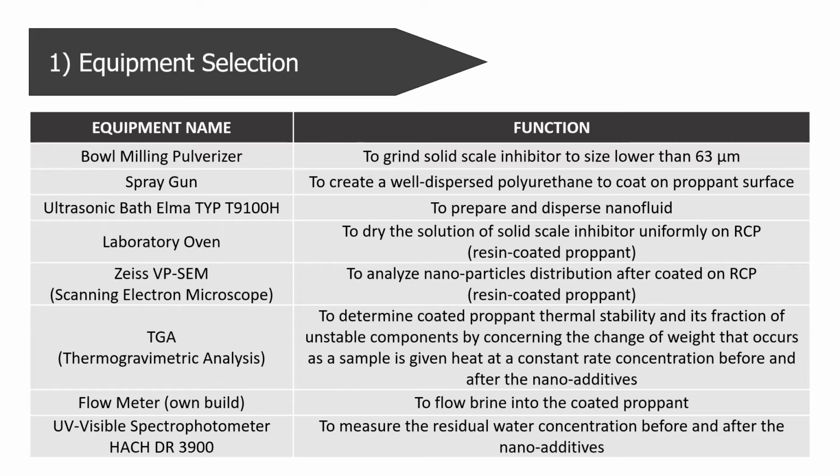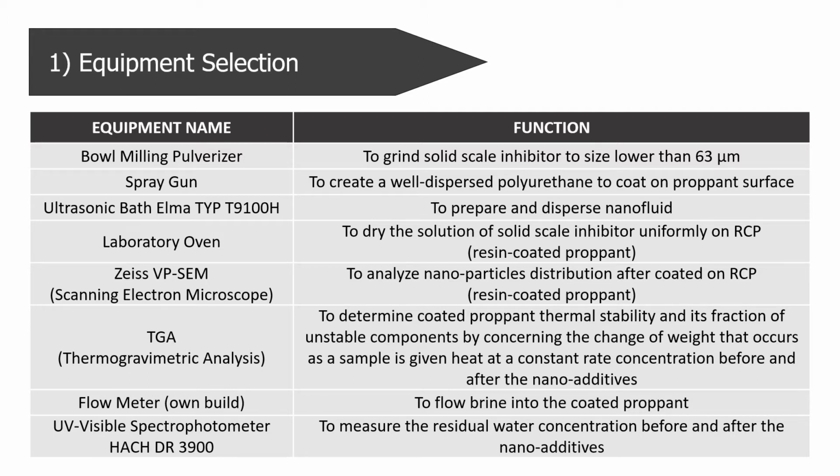a ZESS VP SEM, which is scanning electron microscope function to analyze nanoparticles distribution after coated on resin-coated propane, a thermogravimetry analysis, which to determine coated propane thermal stability and its fraction of unstable components by concerning the change of weight that occurs as a sample is given heat at a constant weight concentration before and after the nano additive.